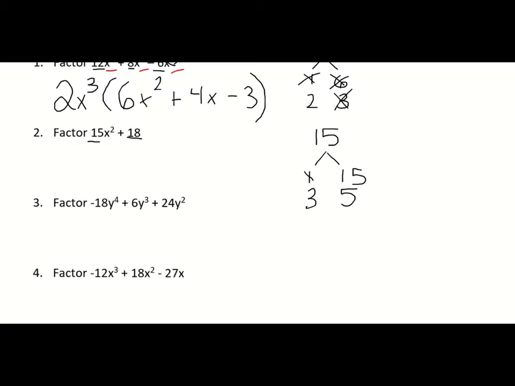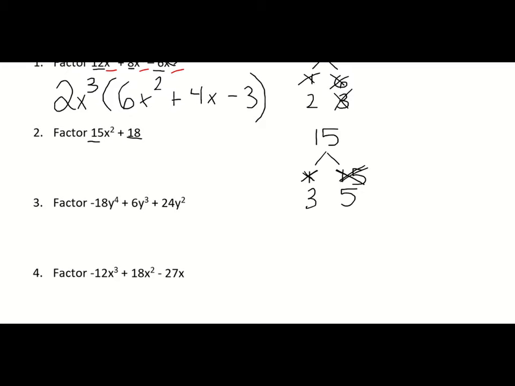Again, we don't want to try to list 1 as one of our greatest common factors. The greatest common factor is the highest number that will go into both of these numbers. So I'm going to try 15 first. I know 15 goes into 15, but 15 doesn't go into 18, so that's not going to be my GCF.